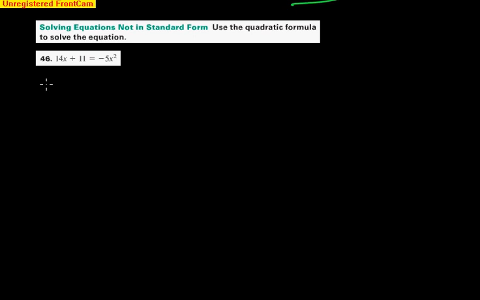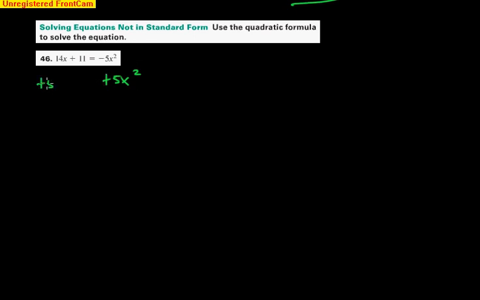Alright, two more problems to go. Quadratic formula. Use the quadratic formula to solve this equation. It says 14x plus 11 equals negative 5x squared. You cannot begin this problem until it's in standard form, which is ax squared plus bx plus c equals 0. Now, I like to make x squared positive if I can. Well, yeah, it's simple. Add 5x squared. It's the only thing over here, so it'll make that side 0.